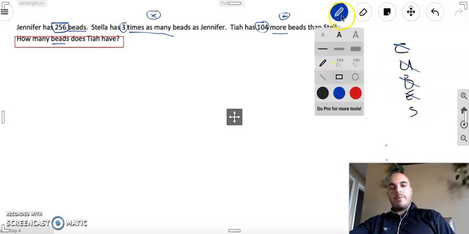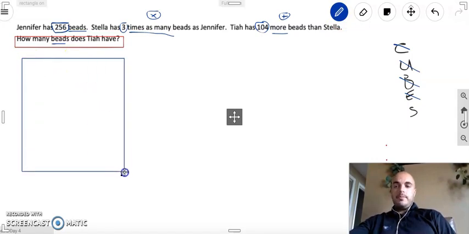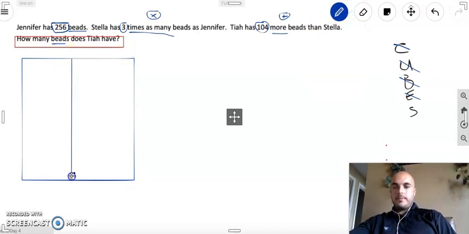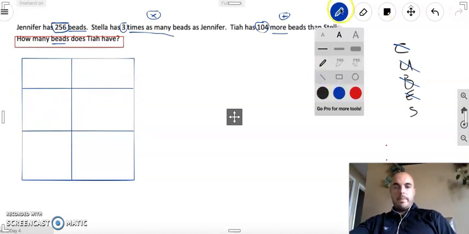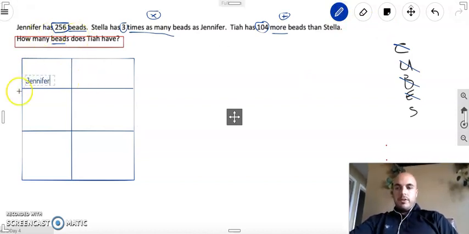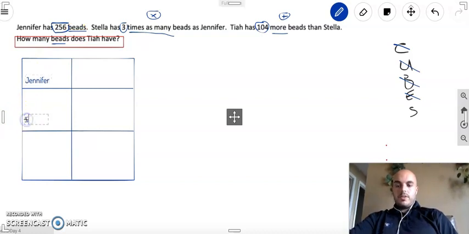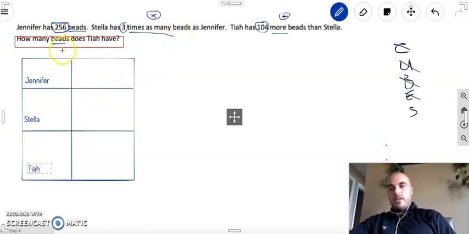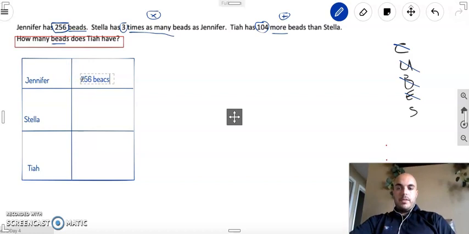So given that we have 3 people here, I'm going to build myself a chart. Love a good chart. So I'm separating between the people and number of beads inside this chart, like so. Great. All right, so Jennifer has 256 beads. Let's put Jennifer here. Let's put Stella here and Tia here. I like to put them in order as they appear in the question. So we know Jennifer without any math has 256 beads. There we go.